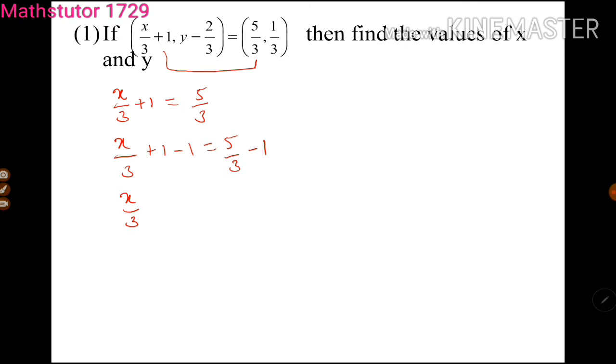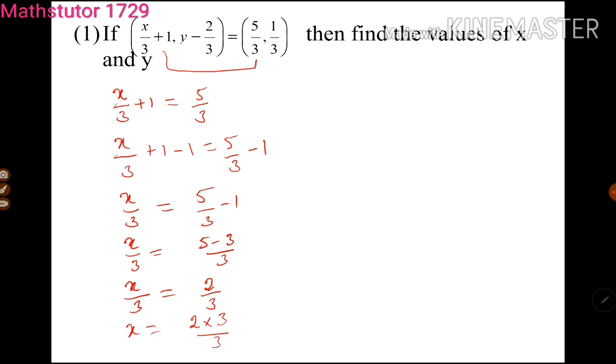Now x/3 equals 5/3 minus 1. x/3 equals (5 - 3)/3. x/3 equals 2/3. So x equals 2 into 3 by 3. This implies x equals 2, because the numerator 3 and denominator 3 are cancelled.